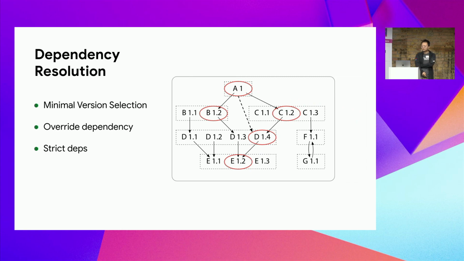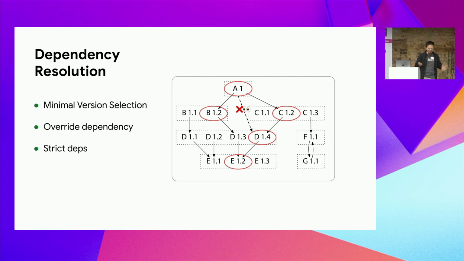And one more thing is that we enforce strict deps in Bzlmod. By default, and there's no way to opt out, which means if A doesn't declare D as a direct dependency, it won't be able to see the repository of D. This is important to ensure correctness, because what if you upgrade C to C1.3, and then you could actually downgrade D1.3, or even D will not exist anymore.